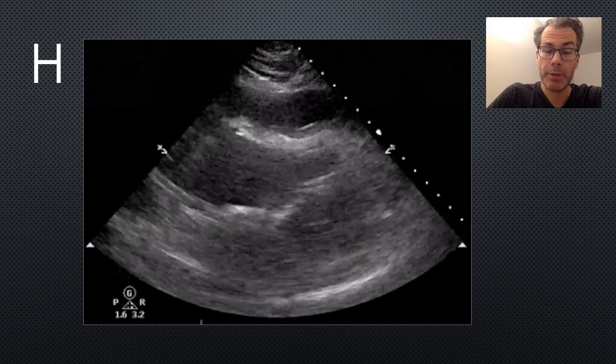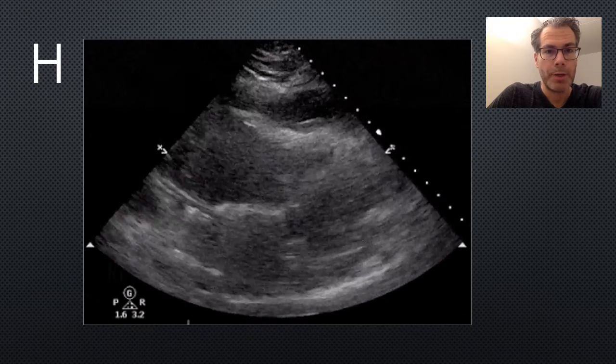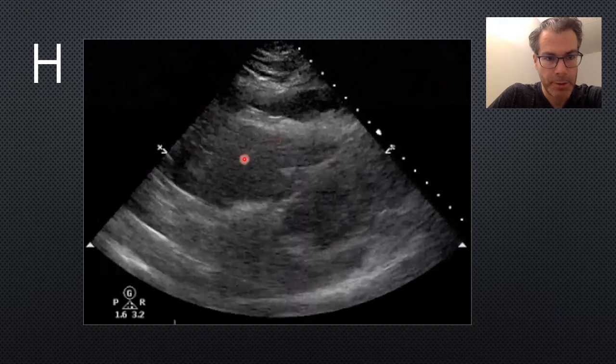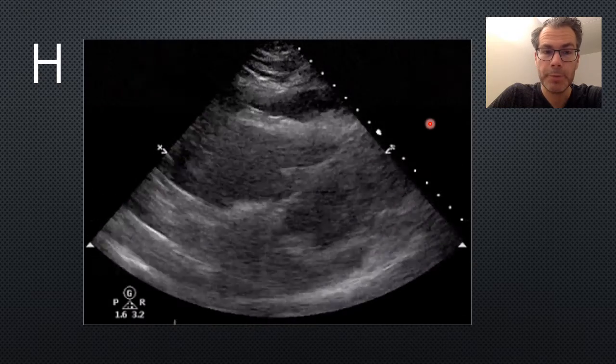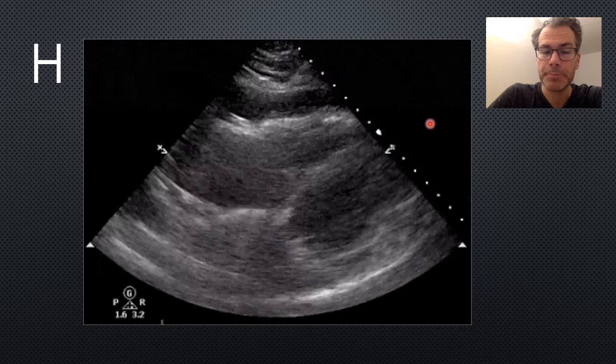Okay, so what do you think of this image? This is a subcostal view. So this is the left ventricle here at the back, the right ventricle here, and the atria, and this black or anechoic fluid here is pericardial fluid. So then the next question is, is the patient in tamponade or not? Of course, you can have a large pericardial effusion and not be in tamponade.